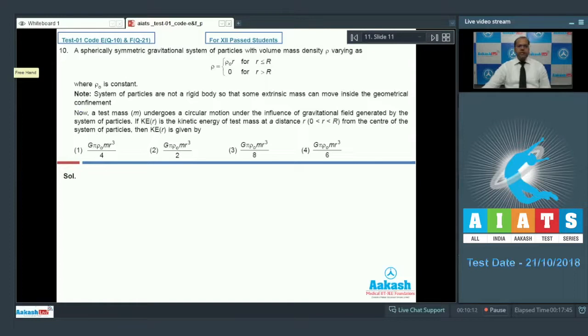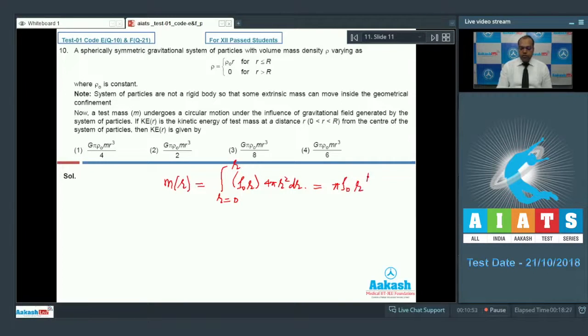So, since the given mass distribution is spherically symmetric, calculating the mass enclosed in a sphere of radius r: the mass enclosed is the integral of rho, that is rho naught r, into, if I consider a spherical shell at a distance r, the volume 4 pi r square dr, where dr is the thickness. So if I integrate from small r equal to 0 to capital R, on solving this it comes out to be pi into rho naught into r raised to the power 4.